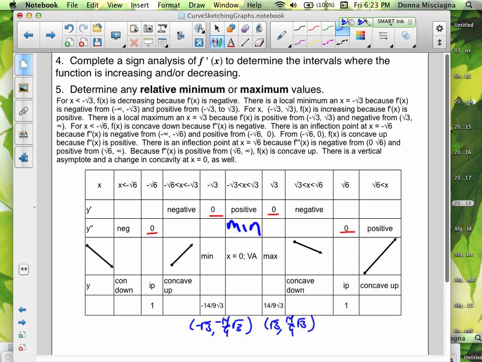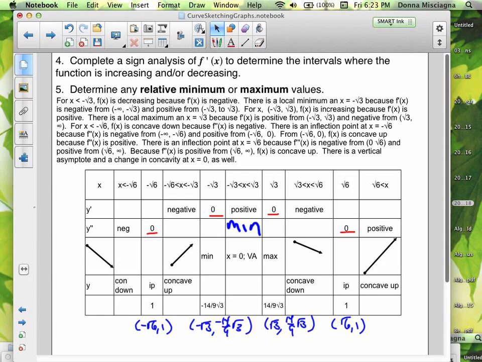All right, so we do have an inflection point at negative square root of 6. That point is negative square root of 6, 1. And then again, we have a change in our signs for the second derivative at the square root of 6. And so that inflection point is the square root of 6, 1. So those are our critical points along with our x-intercepts and our asymptotes.